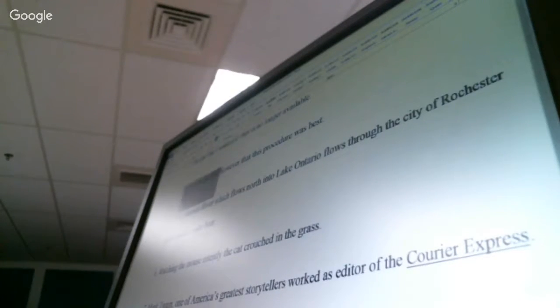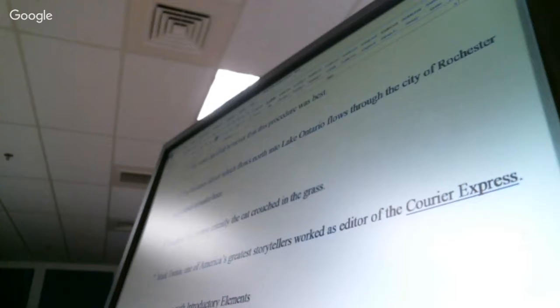This one right here, Dr. Jones decided, however, that this procedure was best. I'm going to put commas around however, right? Because that's one of those parenthetic words. It's an interruption to my independent clause. Or how about this one?